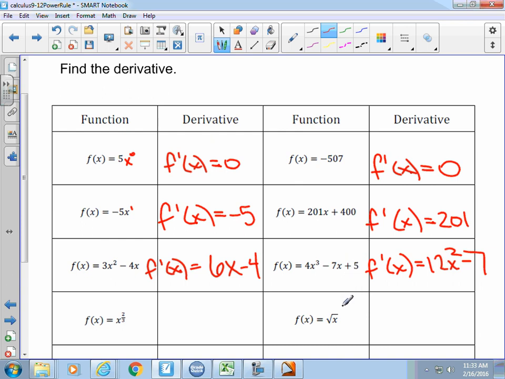Does that make sense? Who needs me to explain more? Or which one? Pick one. The one you just did. Okay, so the 3 times the 4, you bring the power in front. That gives you the 12. And then 3 minus 1 is 2. This is negative 7x. So this power is 1. 1 times 7 is 7. X to the 0 power, which we know is just 1, so we just won't write it. And then what happens to all constants?